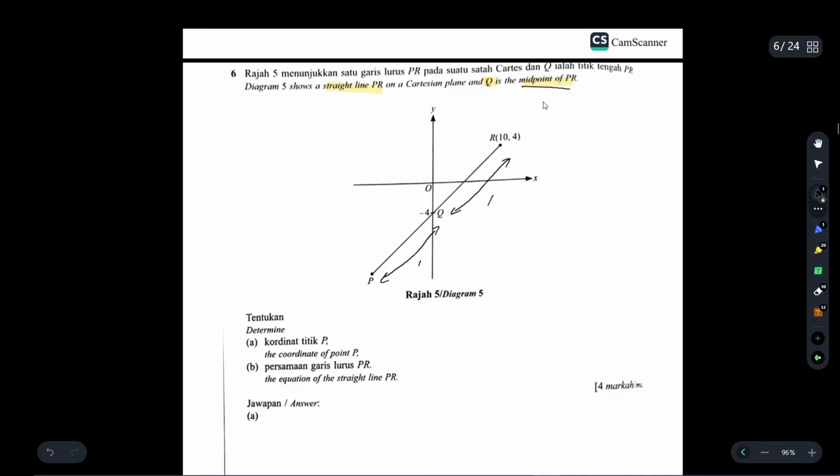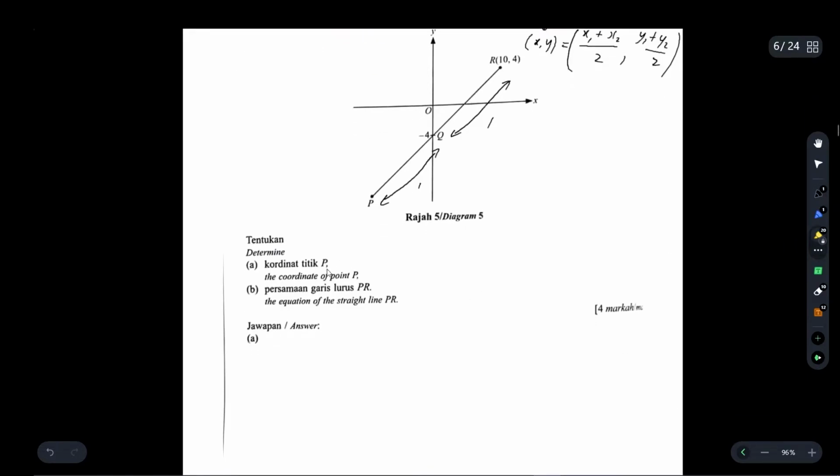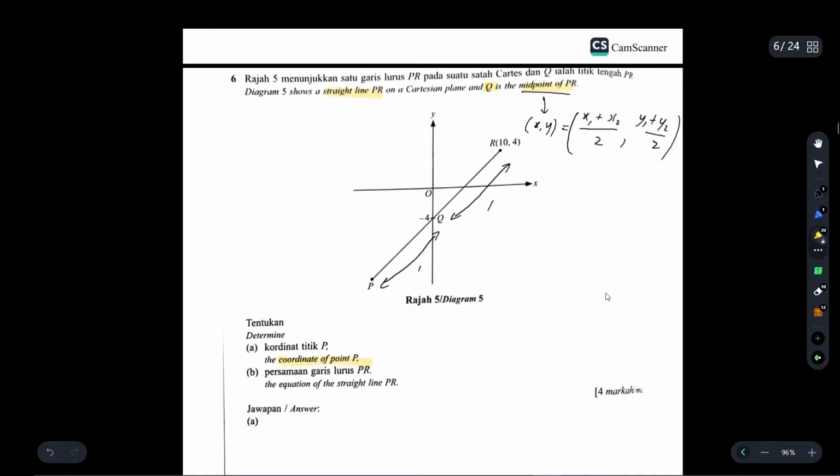What is the midpoint formula? The formula of the midpoint is: we just have to take the x of one of the points, plus the x of the other point, then divided by 2, since it is a 1-to-1 ratio. And then y1 plus y2 over 2. That's basically it. And the question told us to find the coordinate of point P.